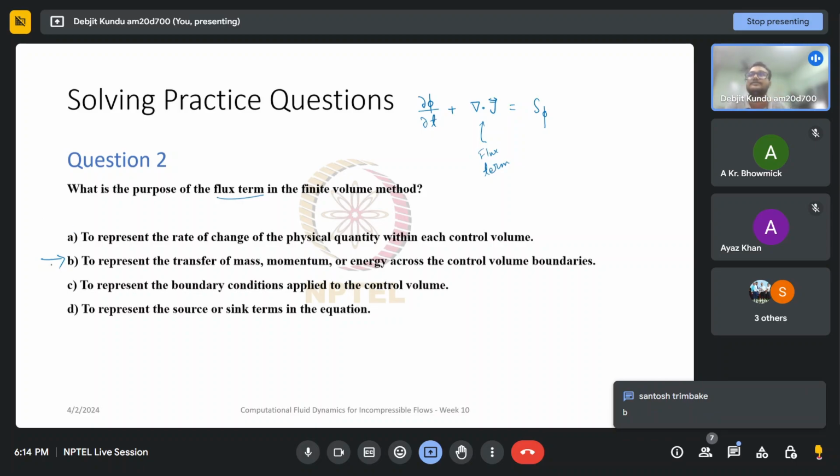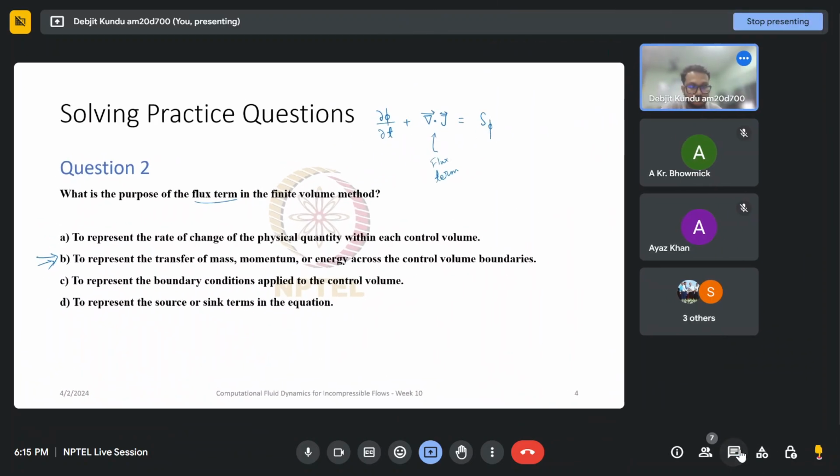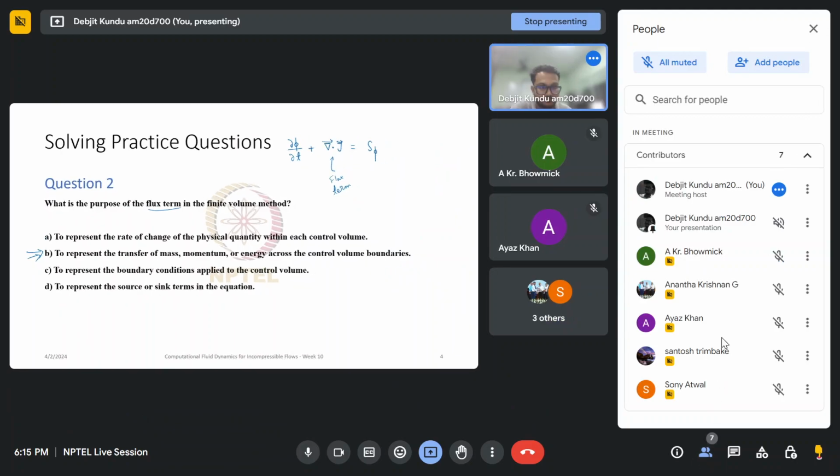Okay, another response in support of option B, to represent the transfer of mass, momentum, or energy across the control volume boundaries. This is a vector, this is also a vector, so it's the divergence of flux. Any more responses on this?